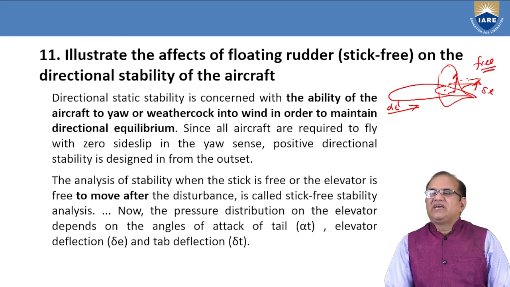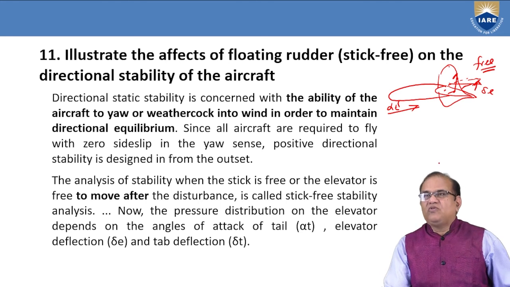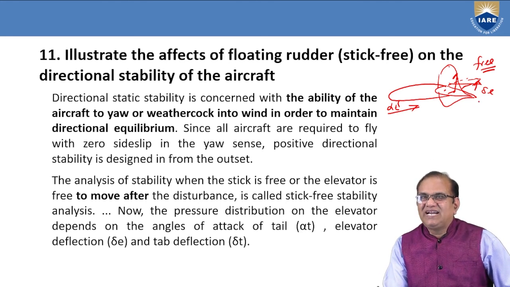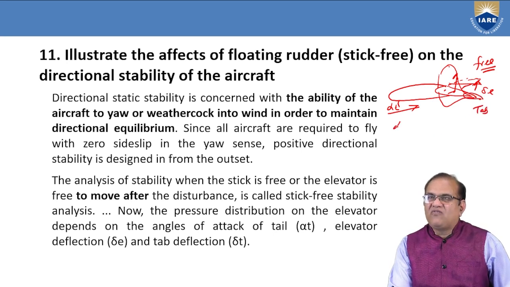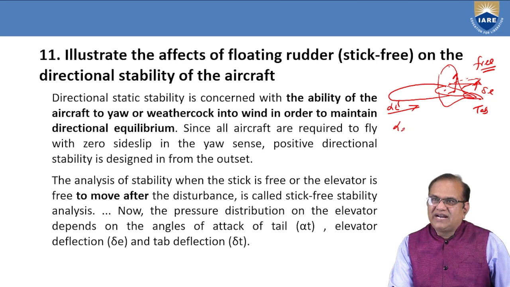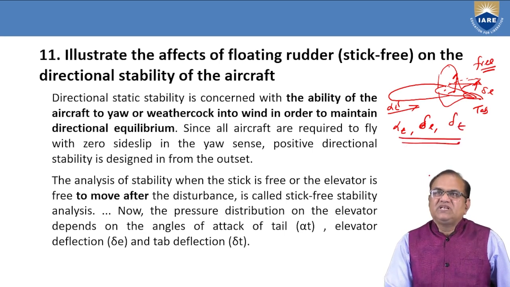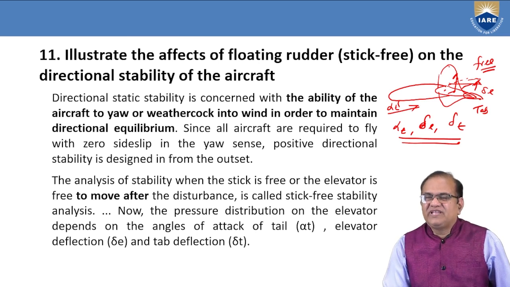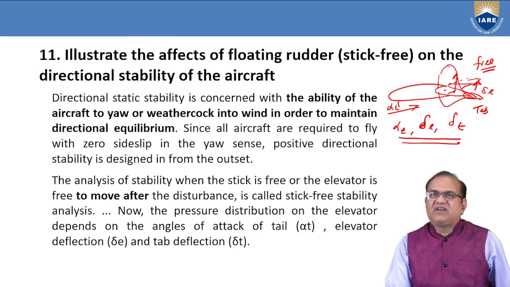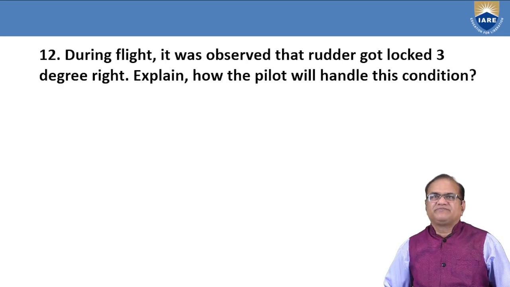When the elevator is free, it will try to move, and this is dependent upon alpha T and delta E. Even the trim tabs will also affect it. So the alpha of the tail, delta E and delta of the tab, these three angles will disturb the floating rudder, and if the rudder is free, it will try to make things happen like that.